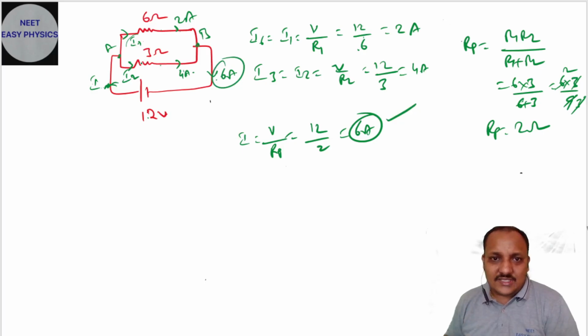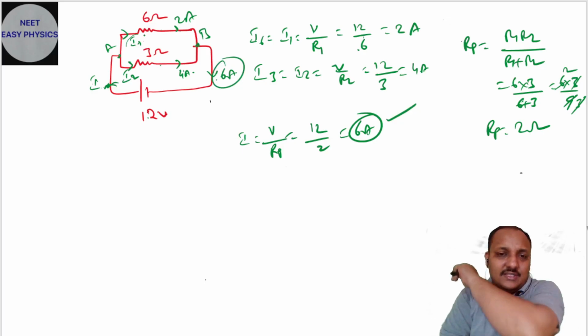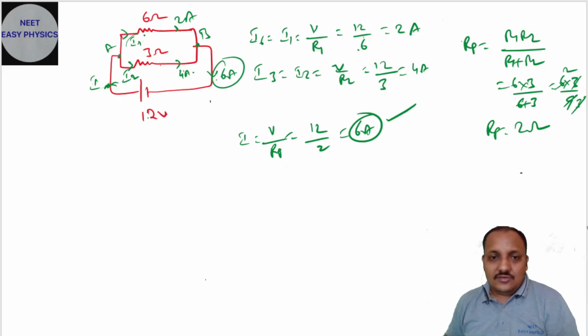So whenever two resistors or three resistors, however many resistors are connected in parallel, for all the resistors, what will be same? Voltage is going to be same. Okay.